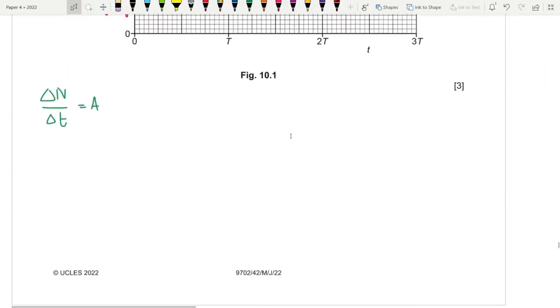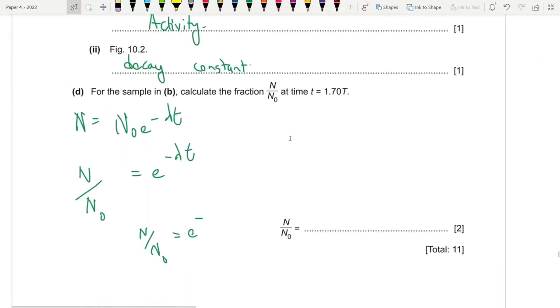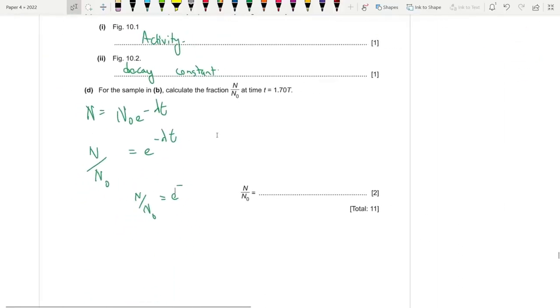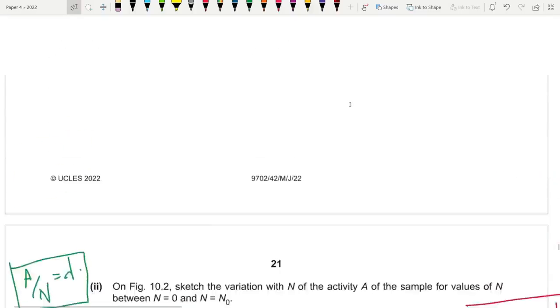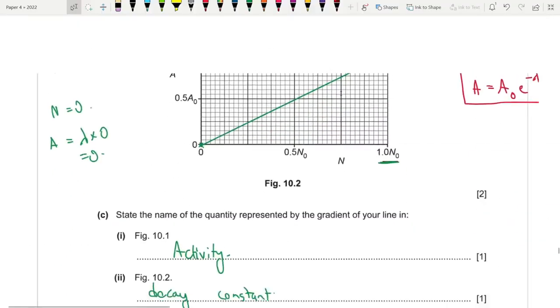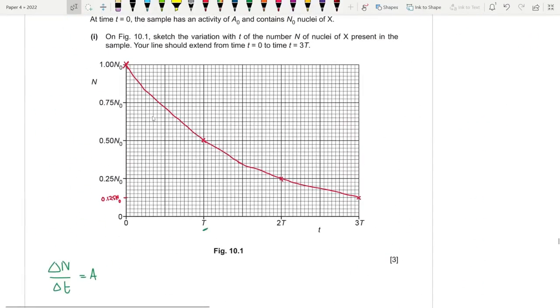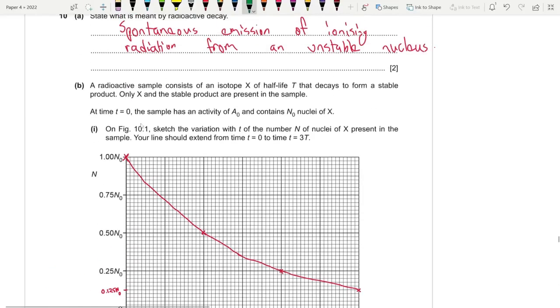Okay, so time is 1.70. We don't know the value of lambda, but the time is given in terms of capital T. So this was a tricky question, because this time is the time required for one half-life essentially. So it's basically 1.70 times one half-life.